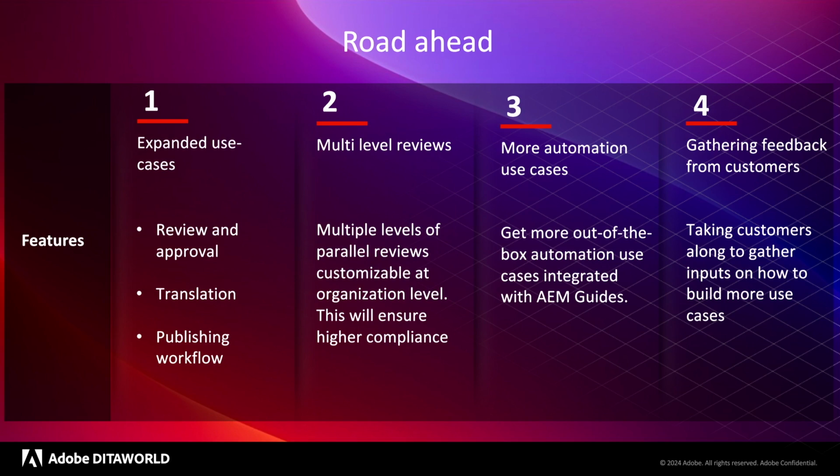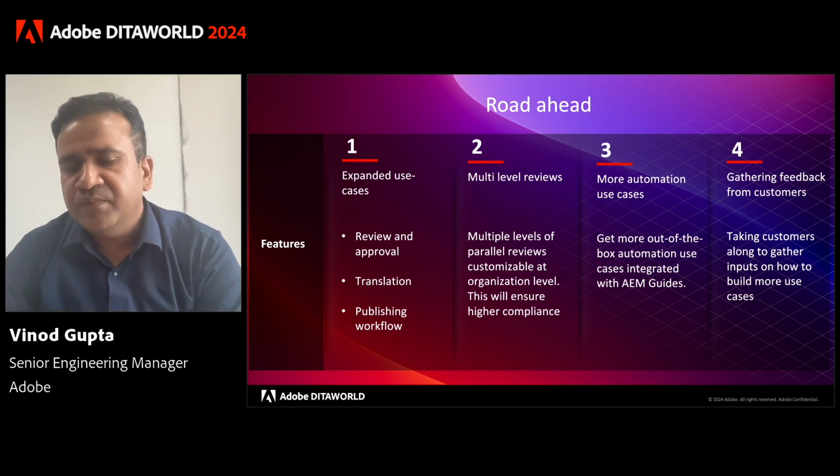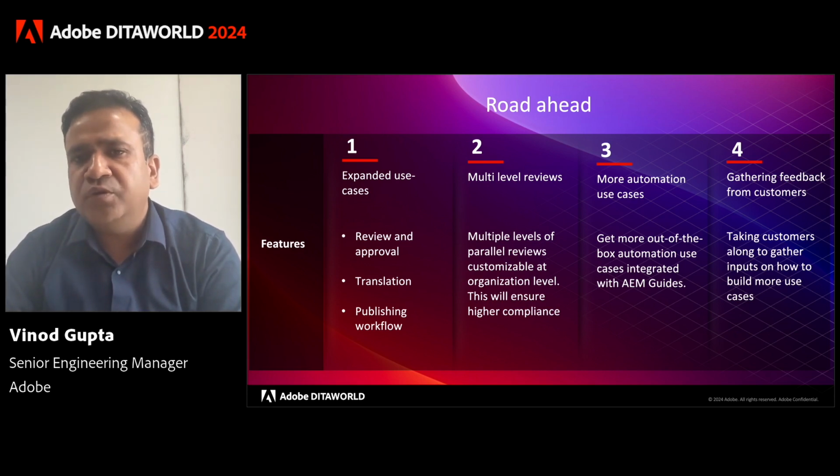So more automation use cases. As we saw two automation use cases in this particular demonstration, but let's say one organization wants that after the authoring is completed, a review task should get created automatically. As soon as the review is done, a translation task should get created automatically, and the translated content should come back in place. As soon as the translation workflow is completed, the publishing workflow should be triggered automatically.